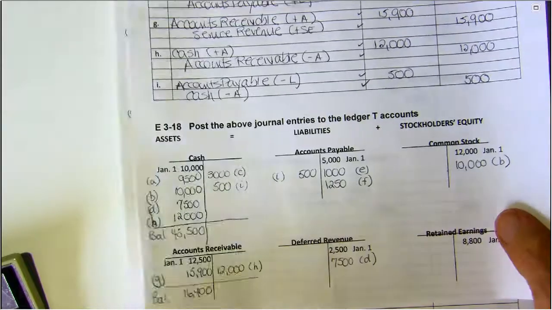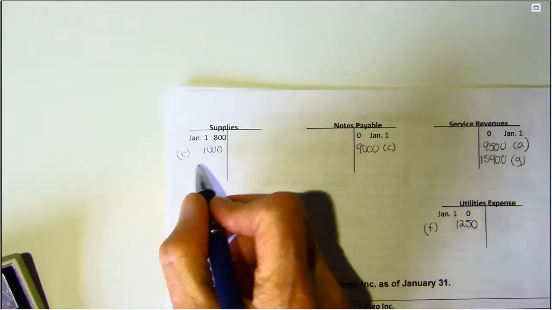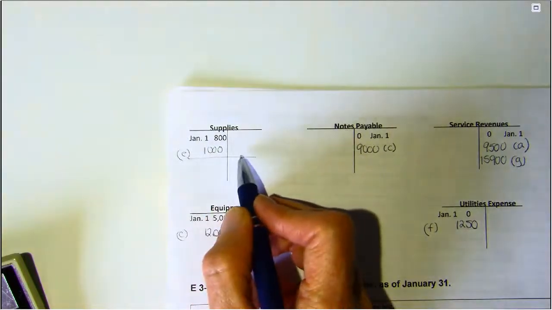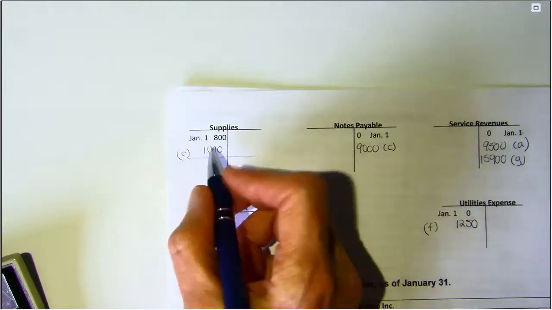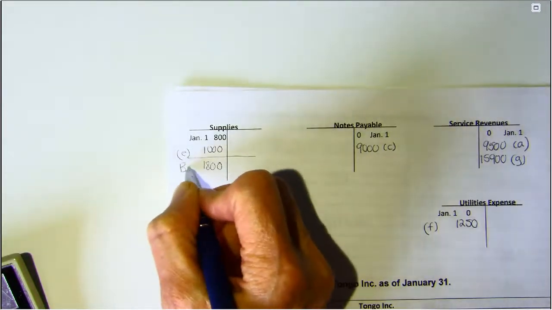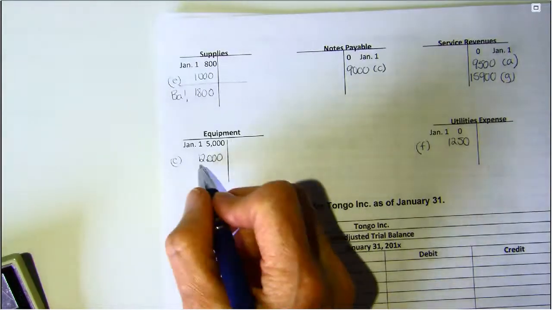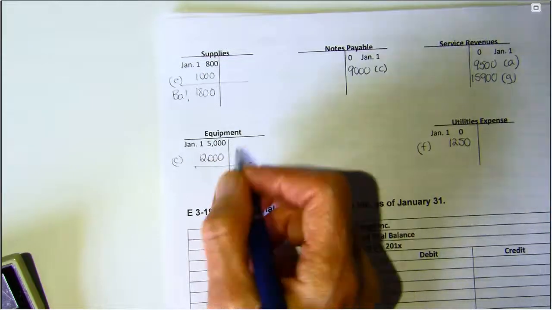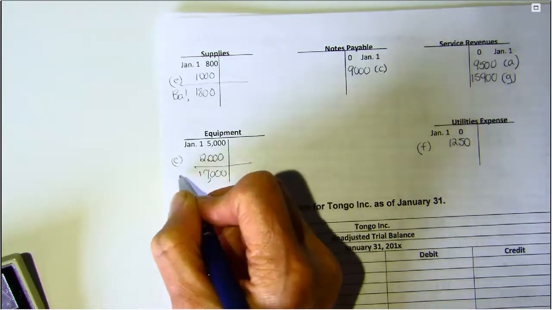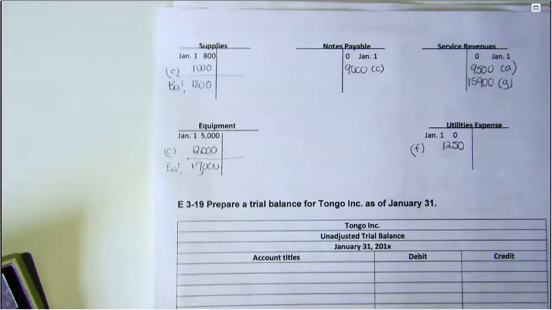Let's continue on with the rest of the assets. For the supplies account, we're going to add up the debits, and there will be no credits to subtract. So supplies will have a debit balance of 1,800. Equipment will add the two debits, and there are no credits to subtract, so we will have a debit balance of 17,000. Now let's go to our liabilities.